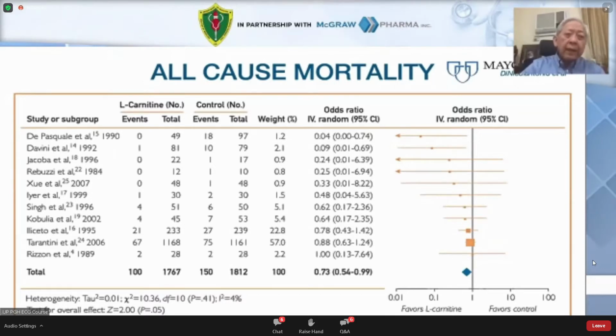Unfortunately, not all of the 13 studies had all these parameters measured. The parameter on all-cause mortality involved 11 studies that reported on this, and it showed a significant reduction of 27% in all-cause mortality.